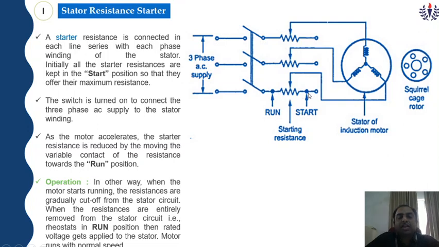When the resistances are entirely removed from the stator circuit, that is, the rheostat is in the run position, the rated voltage gets applied to the motor. Therefore, the motor runs at normal synchronous speed.